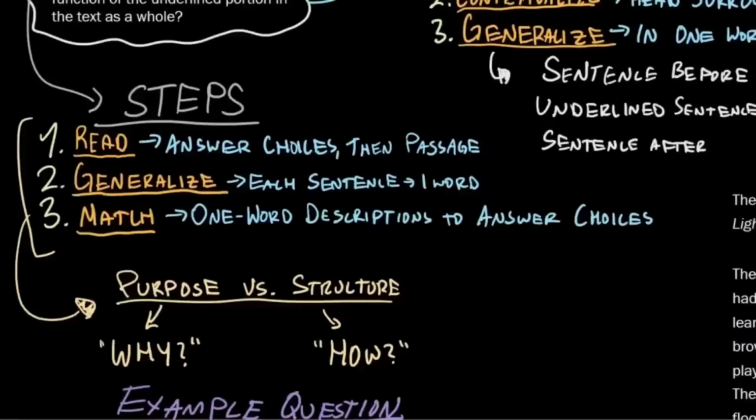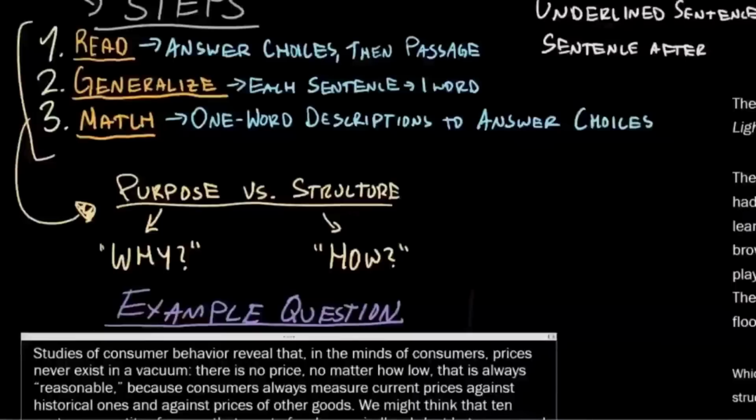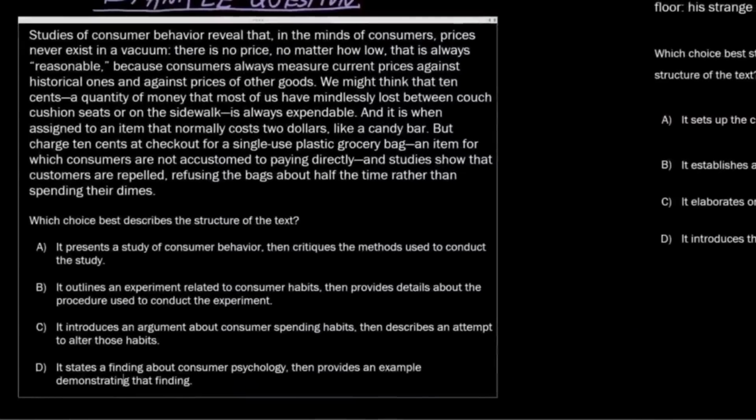If you have a question that asks for the purpose, that is the why. Why is the author writing this? What reason does the author have of giving this information to you? Why is this author including this sentence or that sentence or whatever? The structure is the how. How is the author working to convince you of something? How is the author telling their story? All right. So let's look at an example question here.